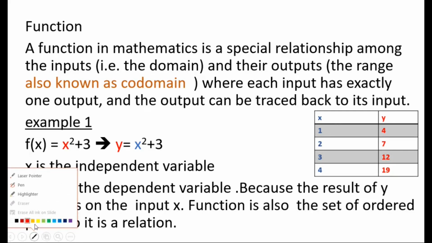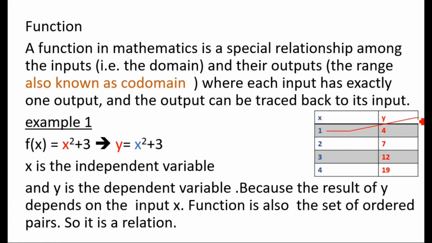As you can see here, when you input 2 in this one, 2 squared is 4, 4 plus 3 is 7. And if you input 3 in this equation, 3 squared is 9 plus 3 will be 12. And if you input 4, 4 squared is 16 plus 3 is 19. So for each input x, 1, 2, 3, 4, you have an output 4, 7, 12 and 19 respectively.